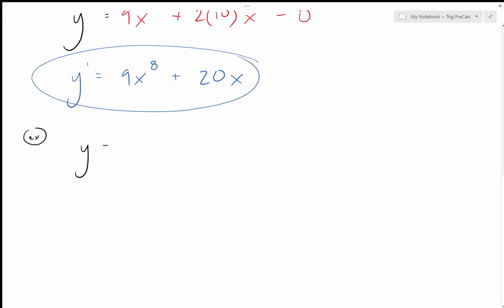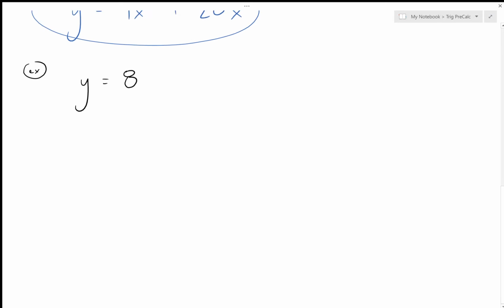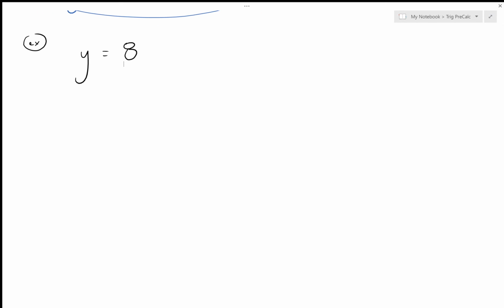All right. Now, pretty simple one here. We're just trying to find the derivative of it. It's just a constant all by itself. So the derivative of a constant is 0.